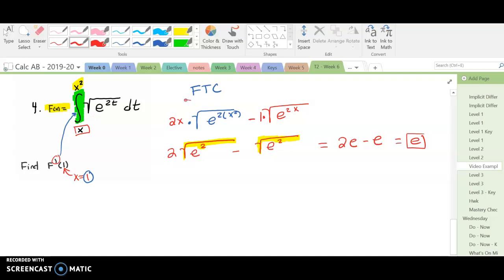All made possible because we recognize the fundamental theorem of calculus and multiplying by the derivative of our integration limits.